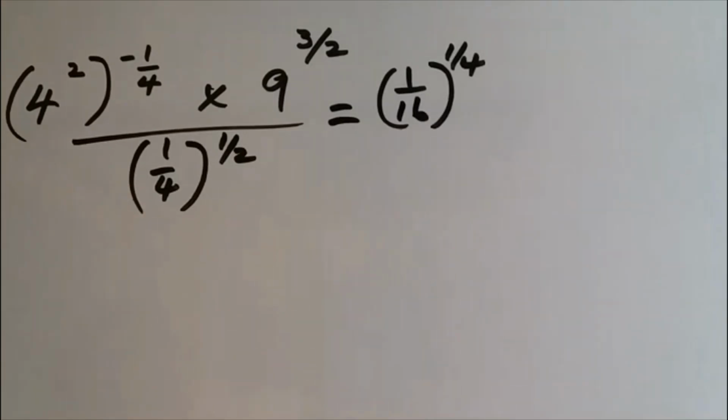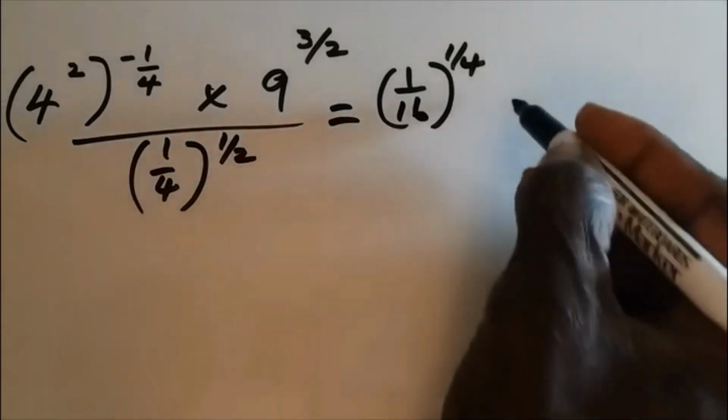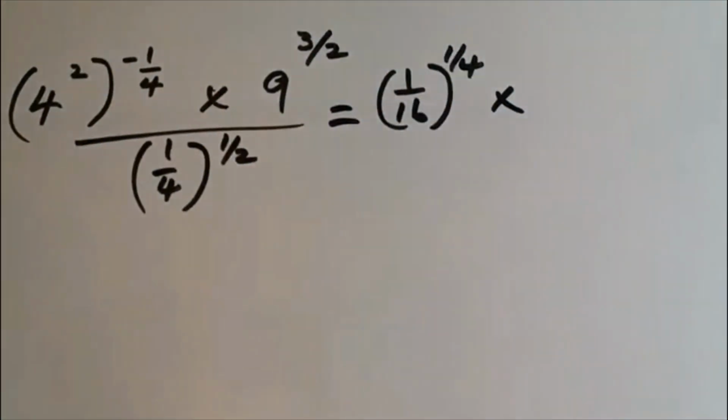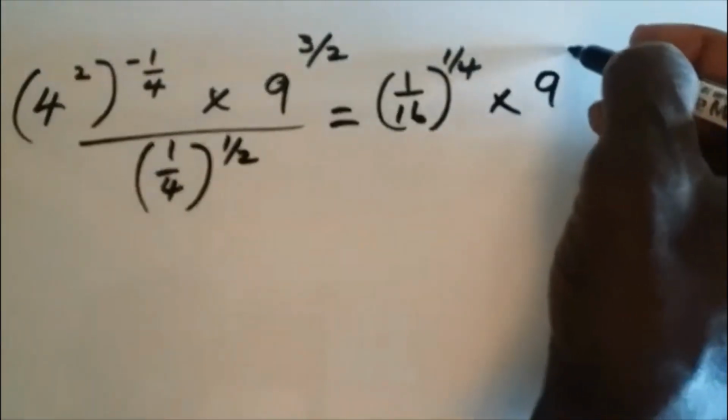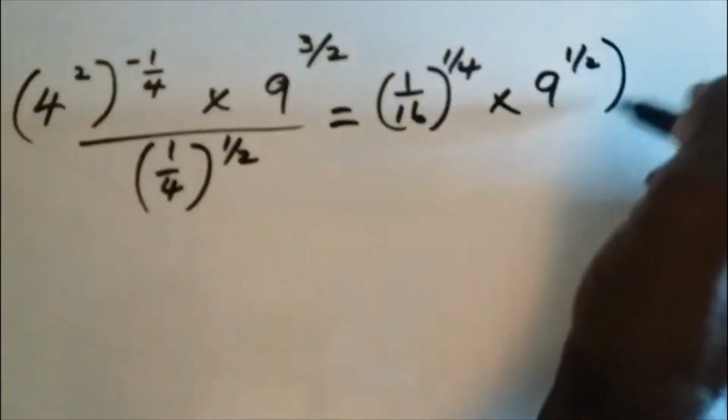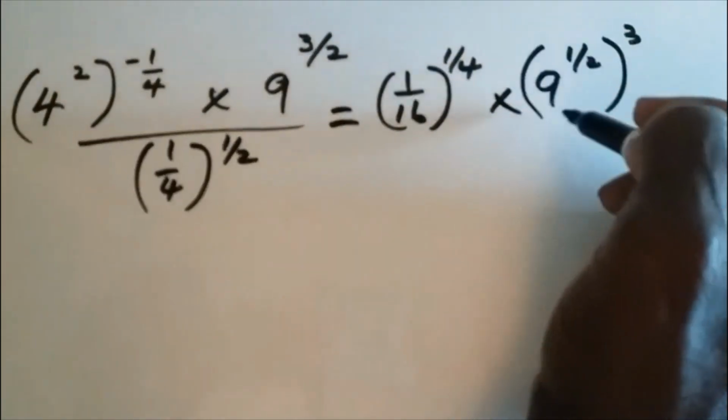And 9 raised to the power of 3 over 2 is the same as the square root of 9, and we'll cube that.